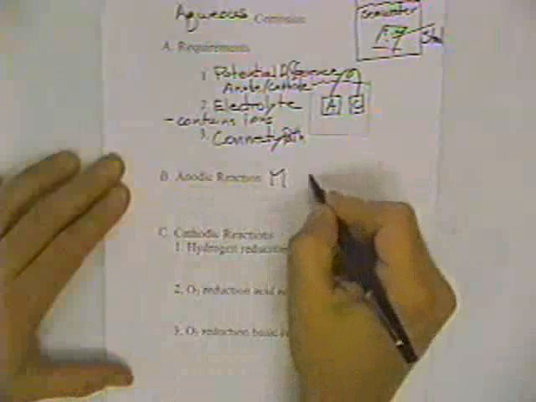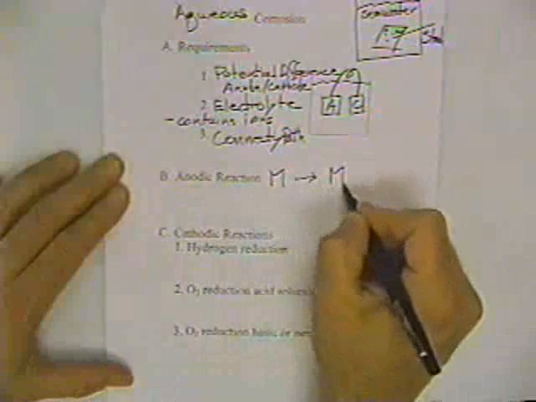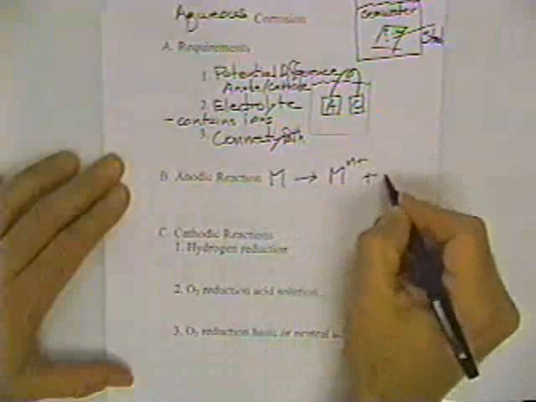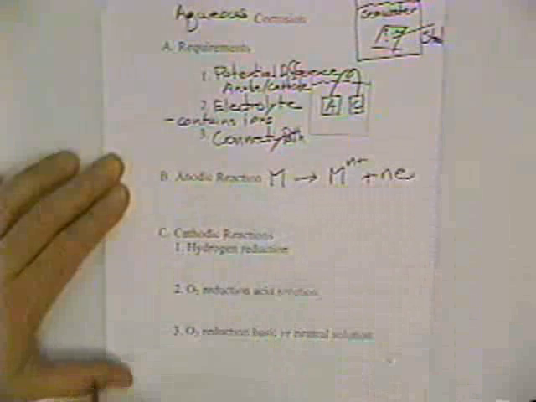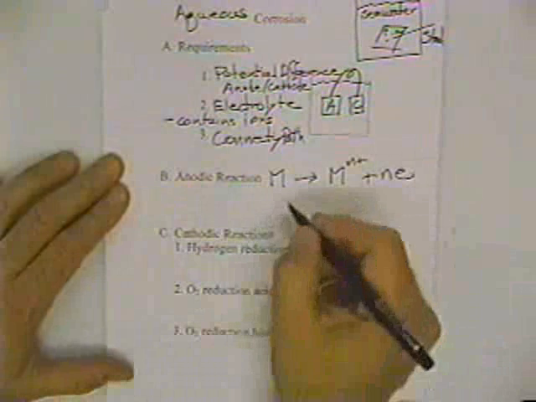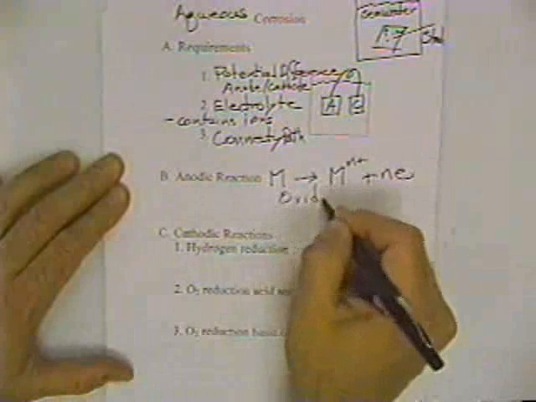Now there are both anodic and cathodic reactions. The anodic reactions are really easy. There's only one reaction that you have to learn, and that reaction is the oxidation reaction. So if we have some metal and it goes to some metal with a particular valence, we're going to get that many electrons. This reaction is called oxidation.